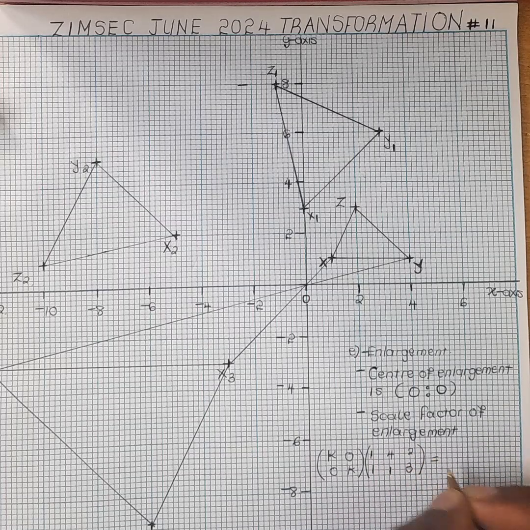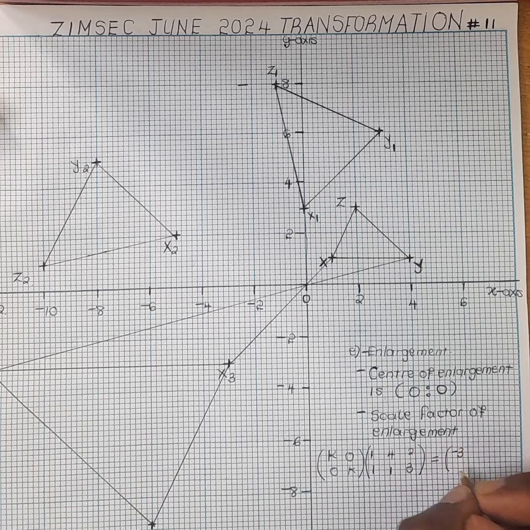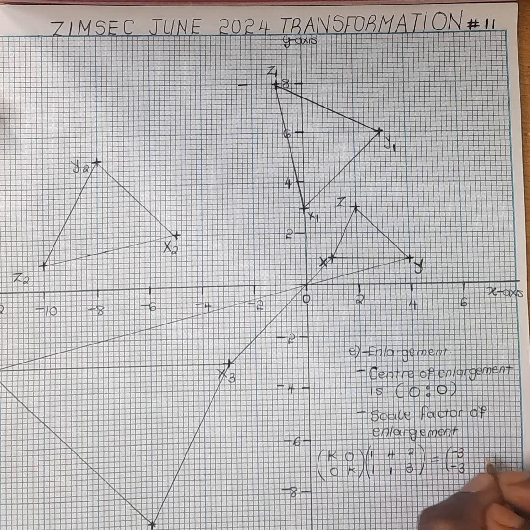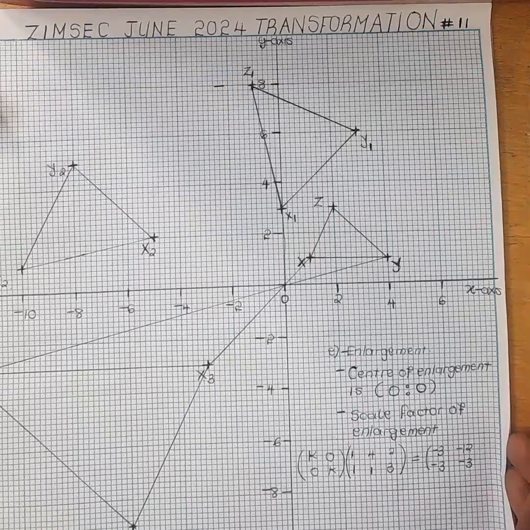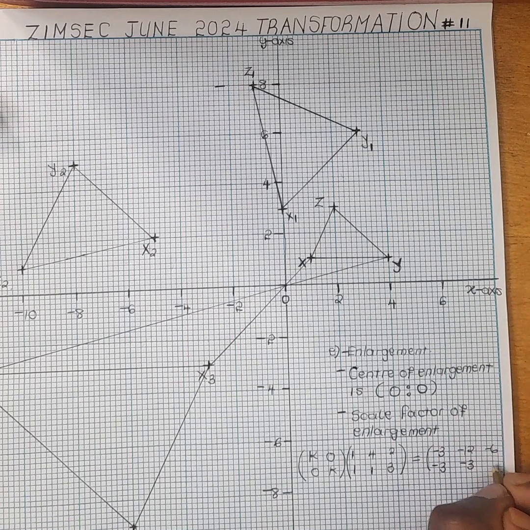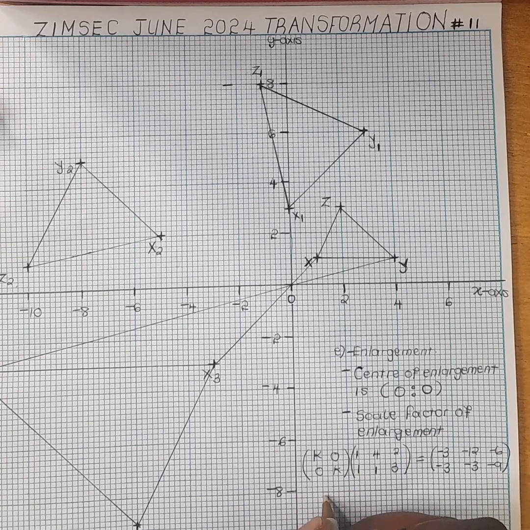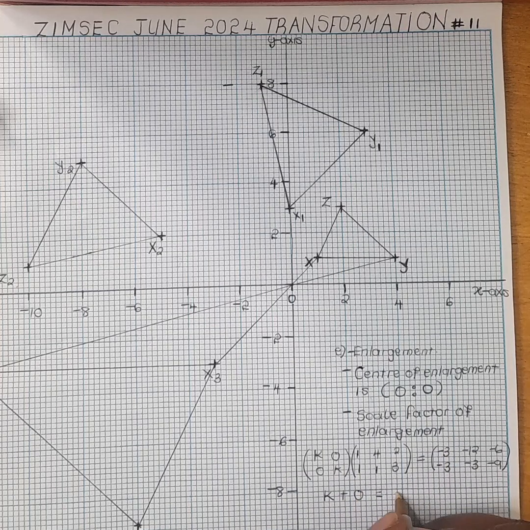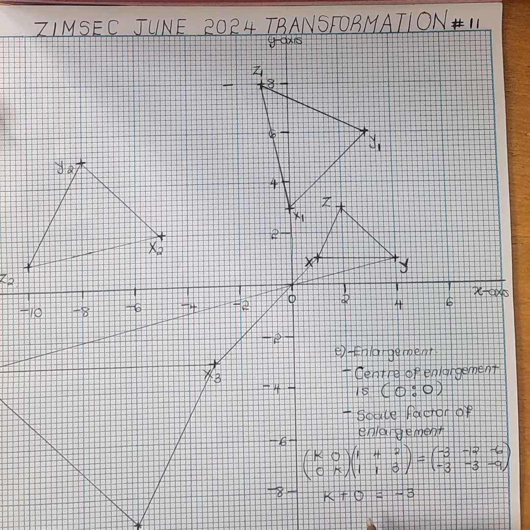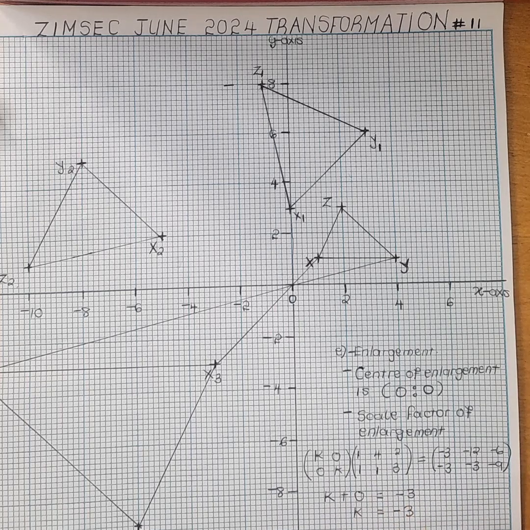This is equal to, for our image, our x3, it is equal to minus 3, minus 3, and y3 is minus 12, minus 3, and then our z3 is equal to minus 6, minus 9. So we need to find the value of k. We are going to say k times 1, we get k, plus 0 times 1, we get 0. This is equal to this minus 3. And then we need to make k the subject of the formula. It is going to be k is equal to minus 3. So it implies that the scale factor of enlargement is negative 3.